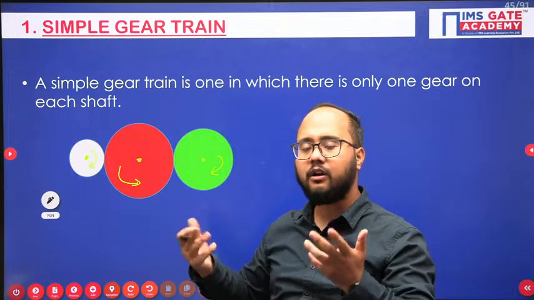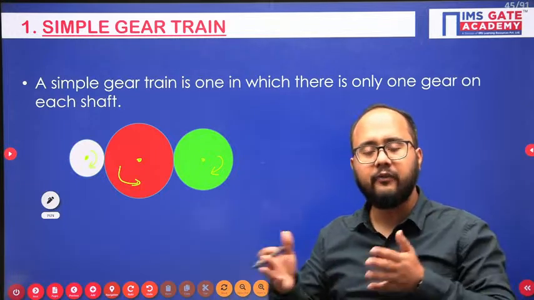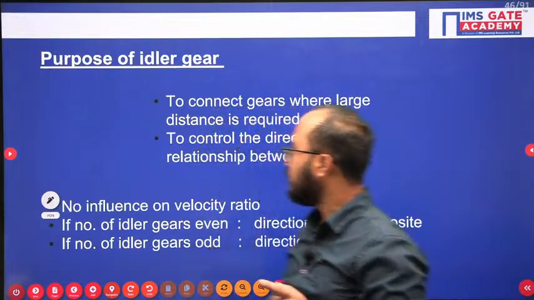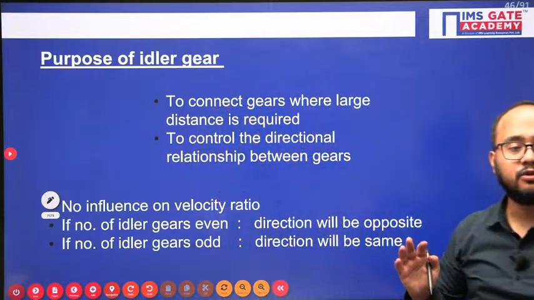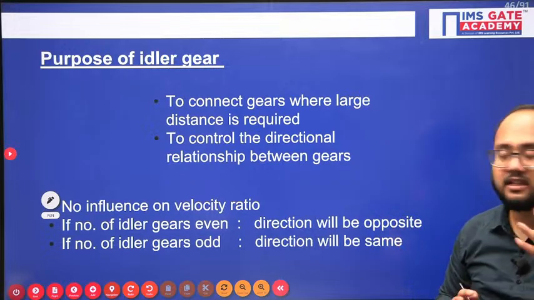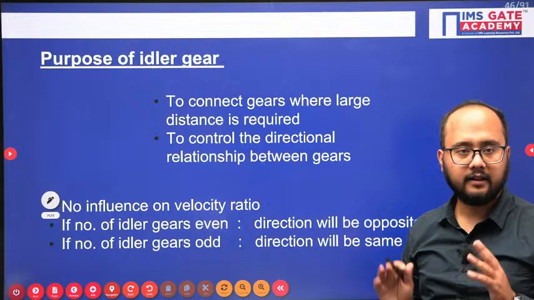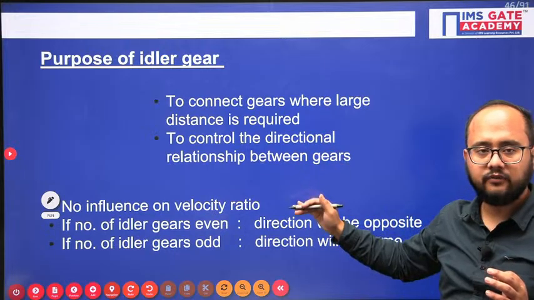Idler gear, why we call it idler gear? Because it is not affecting the velocity ratio. Please understand this basic point. So the purpose is to what? Please understand, to connect the gears where large distance is required, to control the directional relationship. Clear? These are two basic functions of the idler gear.